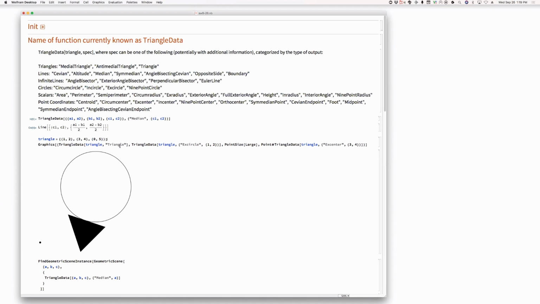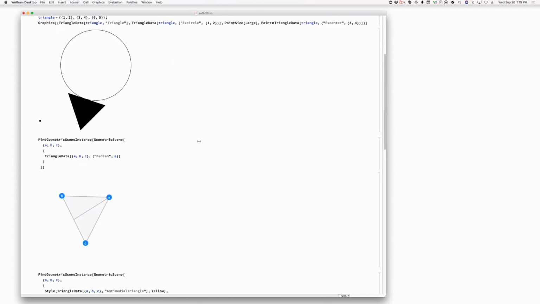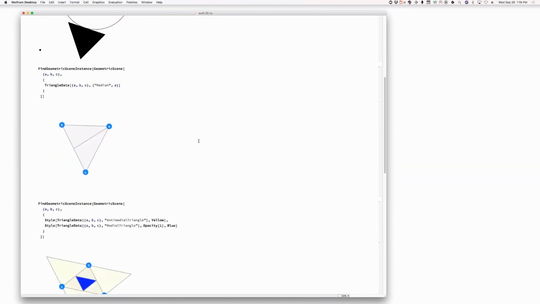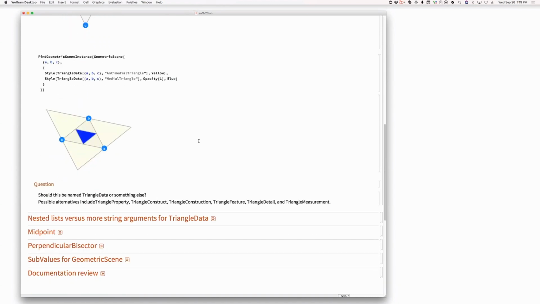Okay, so wait a minute. This is a new construct. So we didn't have this construct before. Correct. So where does it come from? Basically, inside of synthetic geometry, there's a whole bunch of semi-obscure things that had to do with triangles. So we decided rather than have 5,000 different heads, we'd have one triangle something head.